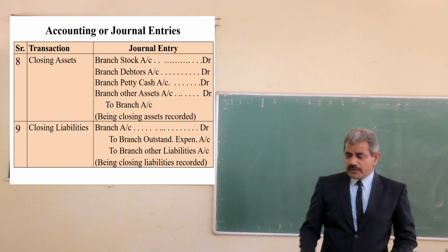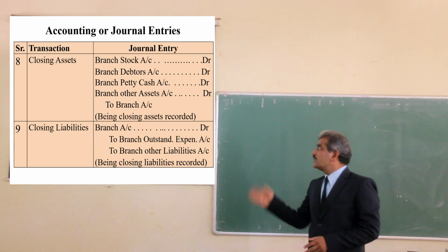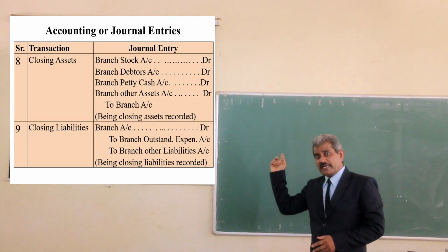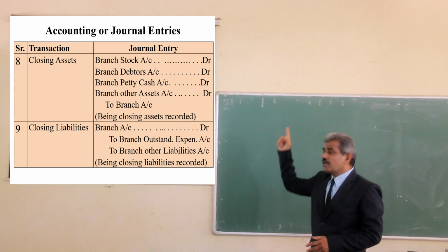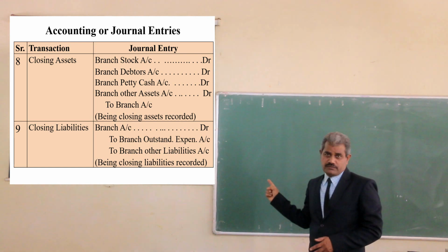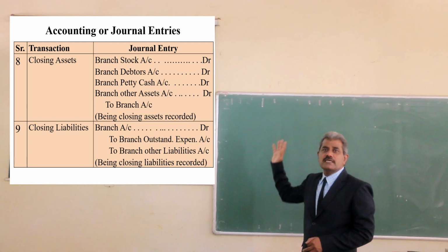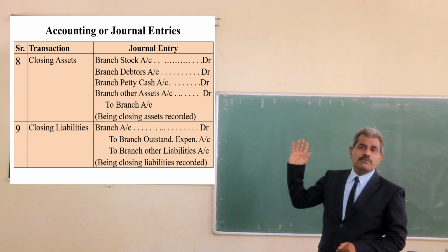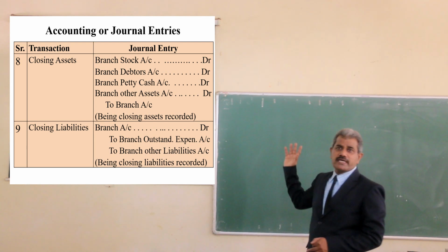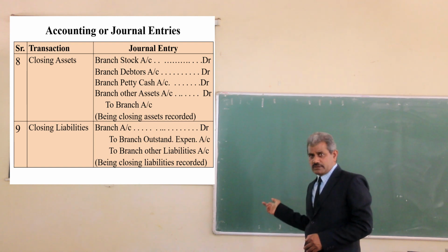Then next entry for closing assets. Reverse entry to the opening assets. Entry will be branch assets account debit to branch account. Generally three or four assets, that is branch stock account debit, branch debtors account debit, branch petty cash account debit, any other asset account debit to branch account.